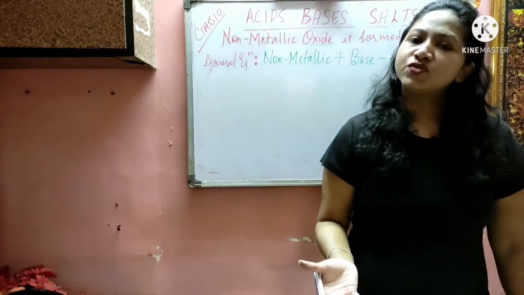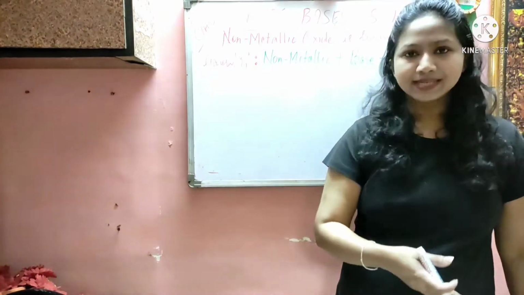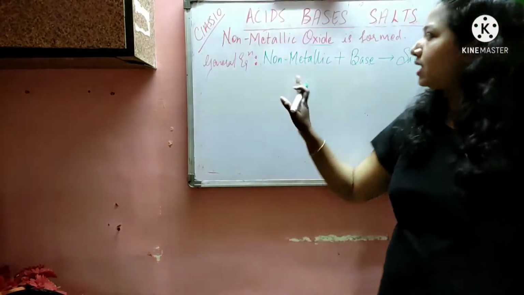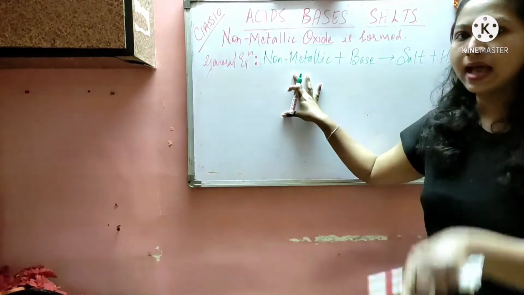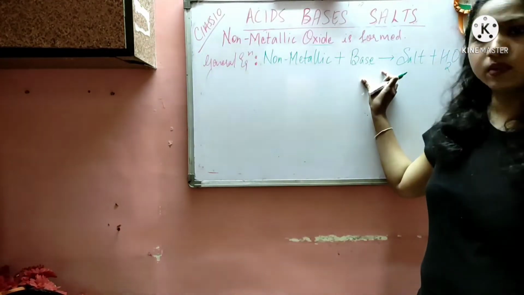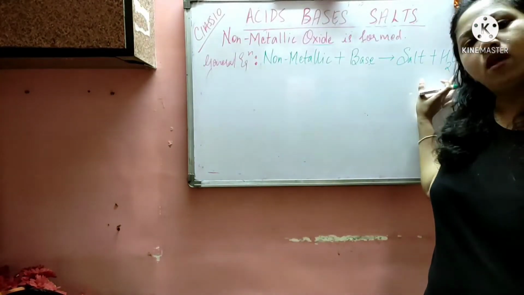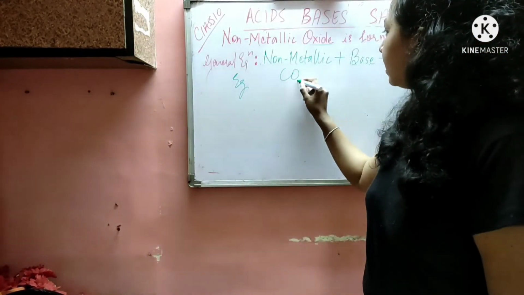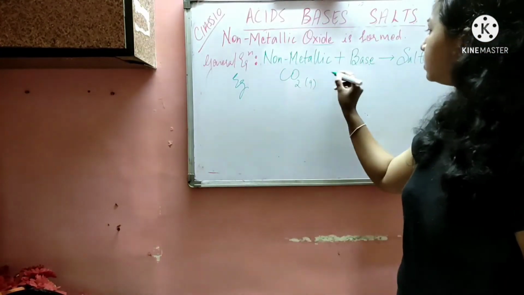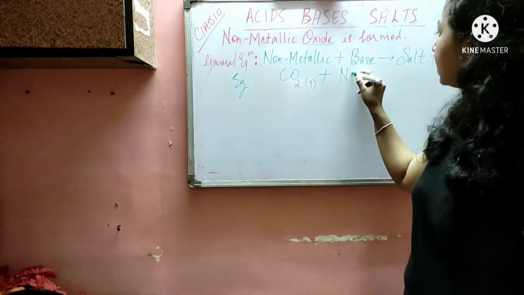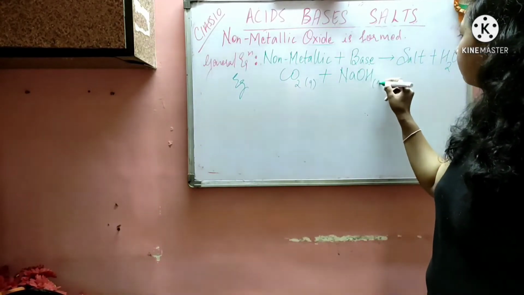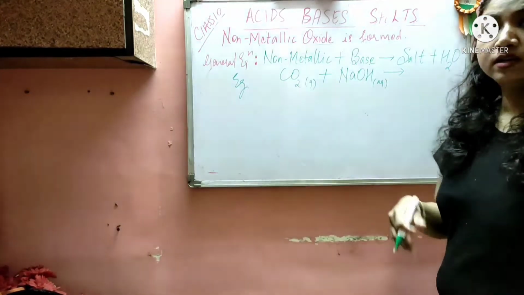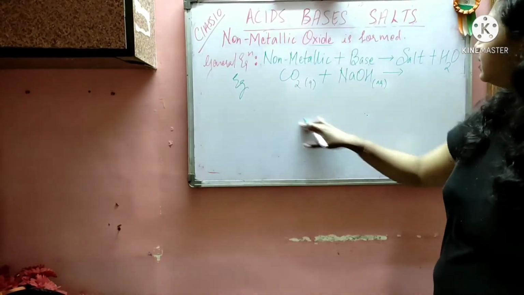Because it's a neutralization reaction. When an acid reacts with a base, obviously it's a neutralization reaction. So non-metallic oxides are acidic in nature, and when they react with a base, what you're going to get is salt and water. Let's see the example. The non-metallic oxide we have just prepared is carbon dioxide. Let's react it with our famous base, sodium hydroxide. What do you get? Let's see.